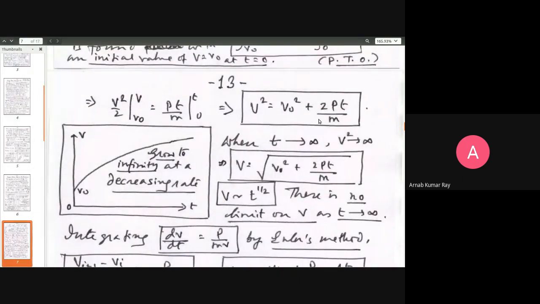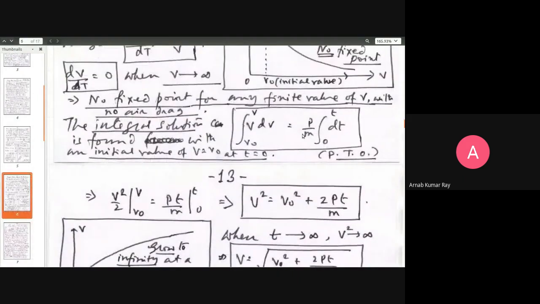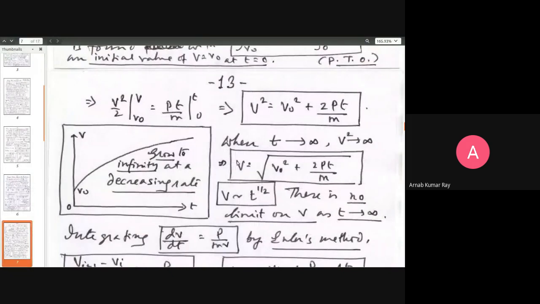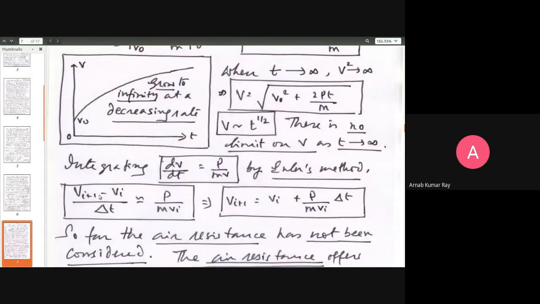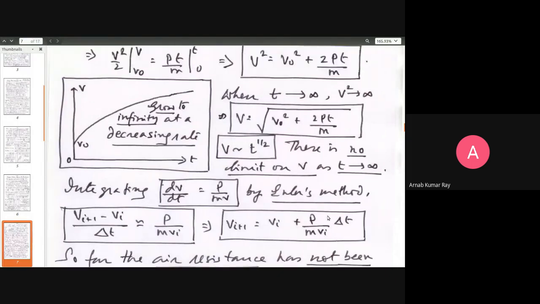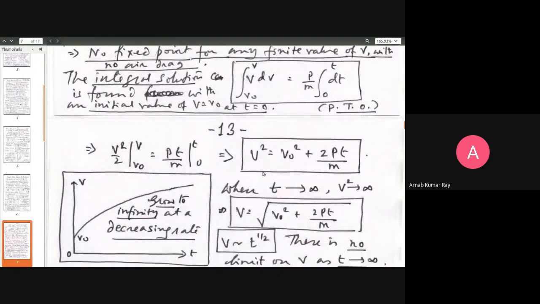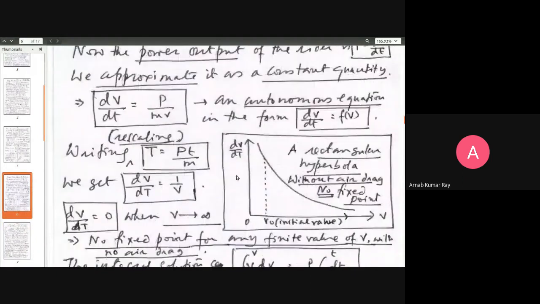This is the answer. But if I were to ask you to integrate this function numerically or computationally, what will you do? Just by applying Euler's method, dv dt is equal to p by mv. So by Euler's method, you will have to apply the standard prescription, (v i plus 1 minus v i) by delta t is equal to p by m v i. So at the ith step, let's say you start with delta t given as some time step. It is up to your judgment as to what delta t can be.